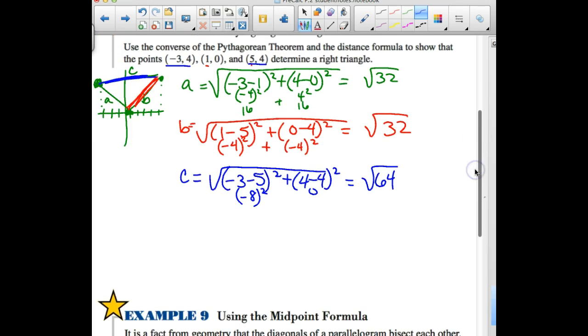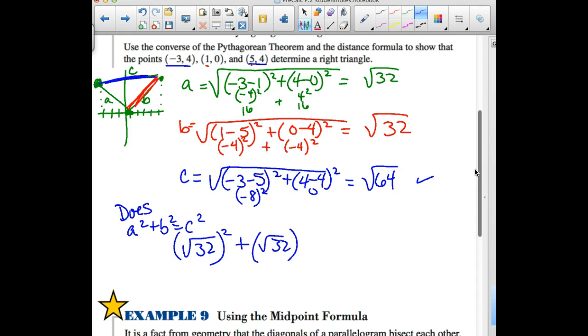All right, now it says to prove that it is a right triangle, which means this is our longest side, right? Square root of 64 is bigger than the square root of 32. So we want to check, does a squared plus b squared equal c squared? All right, so if we take the square root of 32 squared and the square root of 32 squared, do we get the square root of 64 squared? And in this case, when you square something that was square rooted, it cancels each other out. We have 32 plus 32 equaling 64, and it does work.